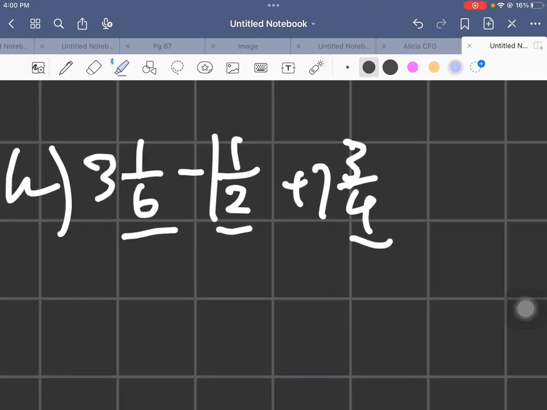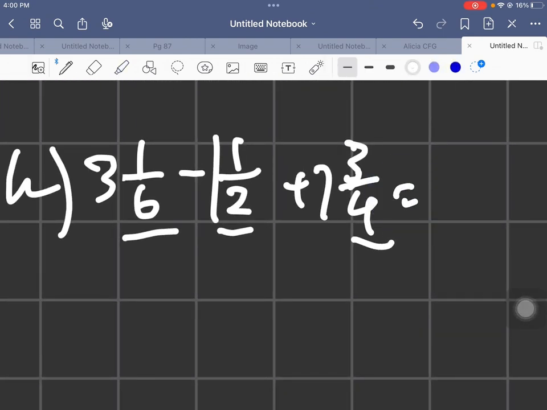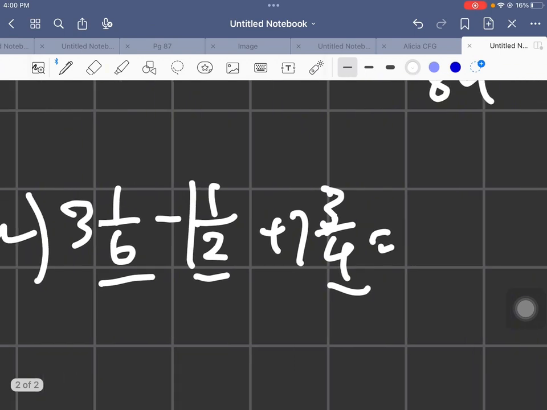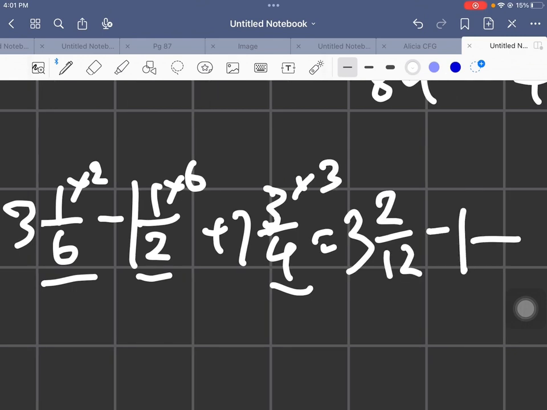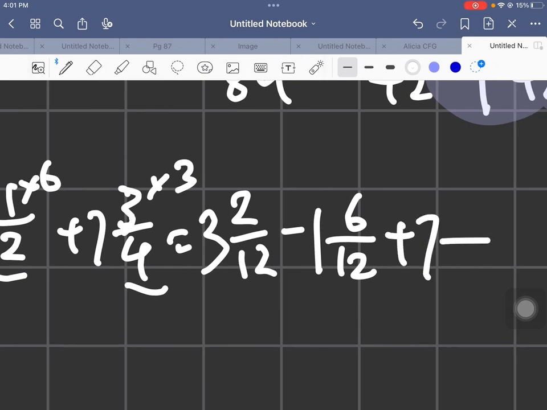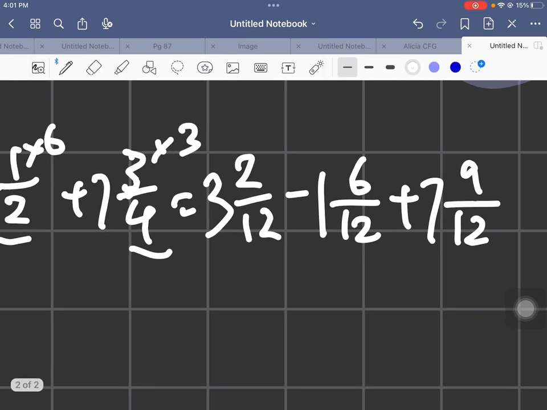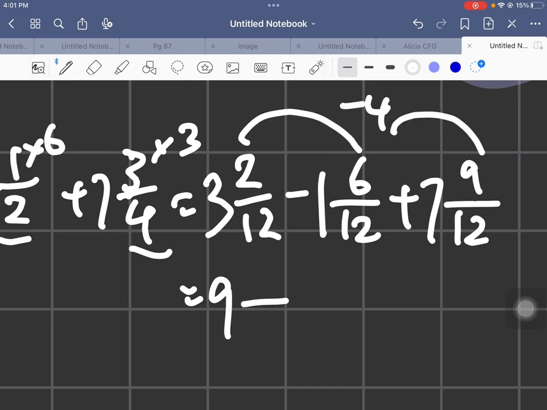Question K. There are 3 different denominators right here. We'll make the same denominator, which is 12. 6 times 2, and 6 times 3. 9 over 12. Whole number, 3 times 1 equals 3, 2 plus 7 equals 9. 2 minus 6 equals negative 4, plus 9, we'll get 5. Denominator stays the same.